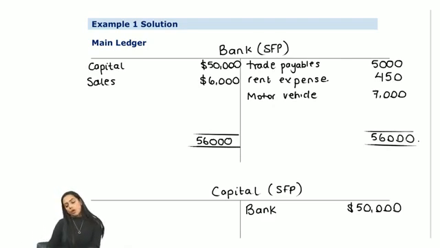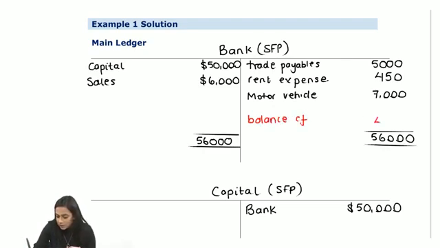Okay, so the debit side adds up to 56,000, but the credit side does not. The credit side only adds up to 5,000 plus 7,000 plus 450, which is 12,450. So we need to add an extra balance to make it add up to 56,000. So 56,000 take away this is 43,550. This is known as the balancing figure. So the balance carried forward is 43,550.